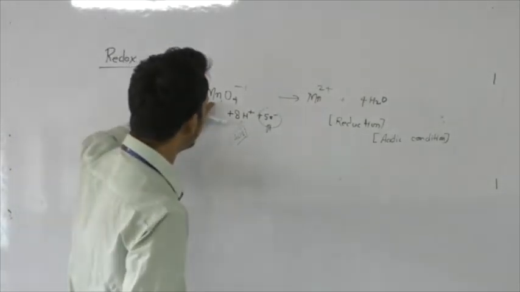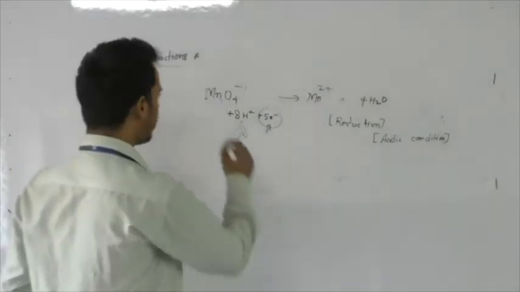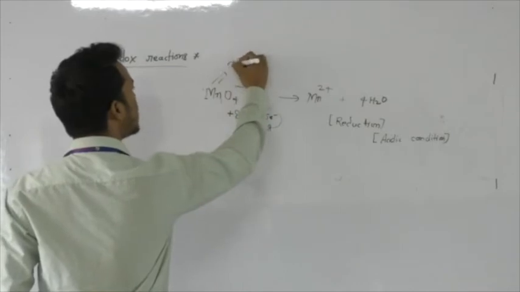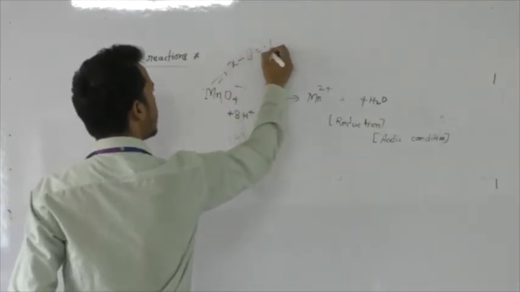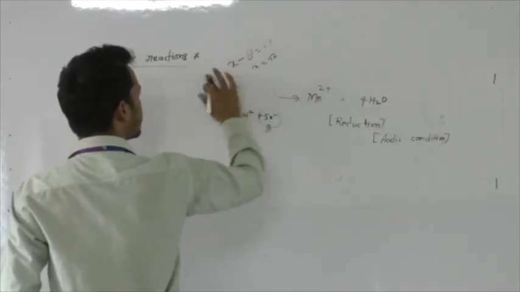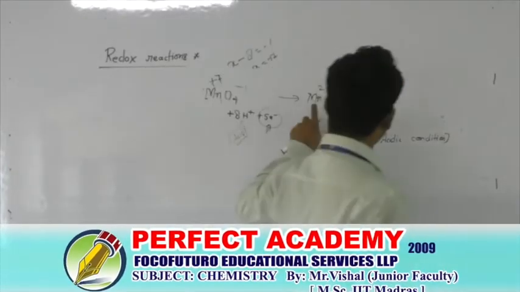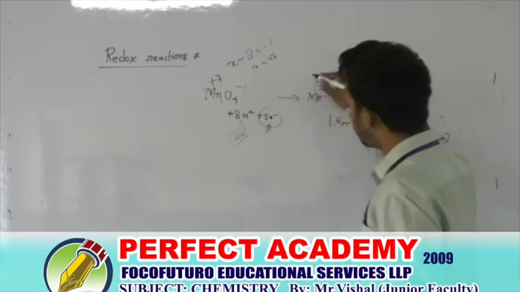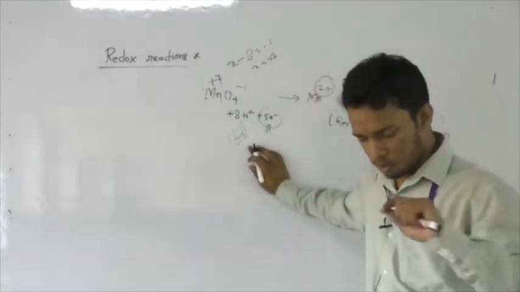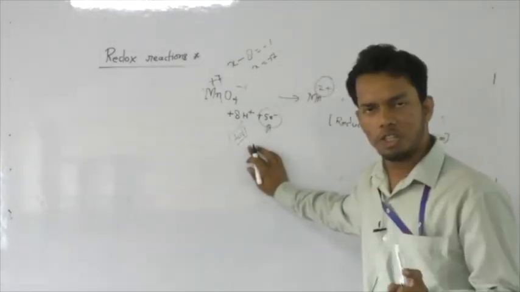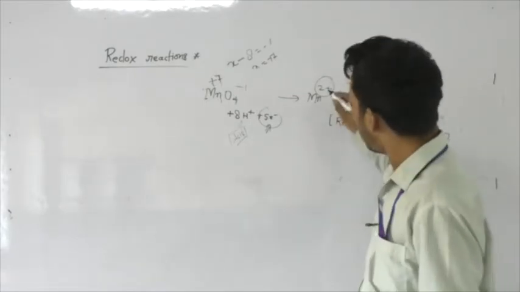What is the oxidation number of this? It is +7. Why +7? Because x minus 8 equals -1, so x is +7. So +7 is the oxidation number of this. What is the oxidation number of this? +2. Whatever charge you see in any ion, that is called the oxidation number.